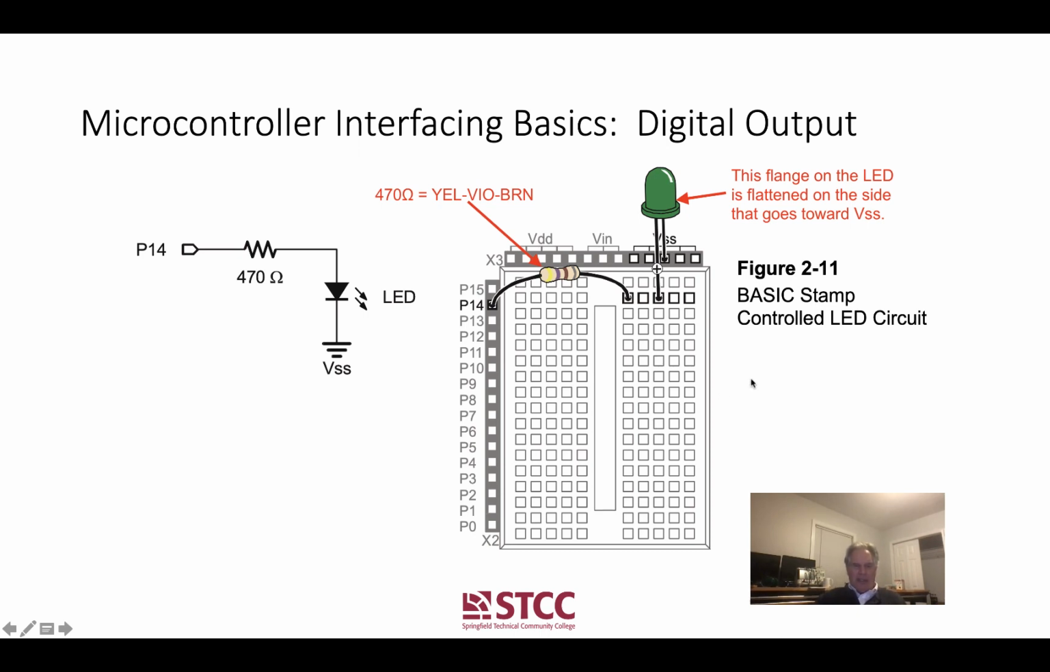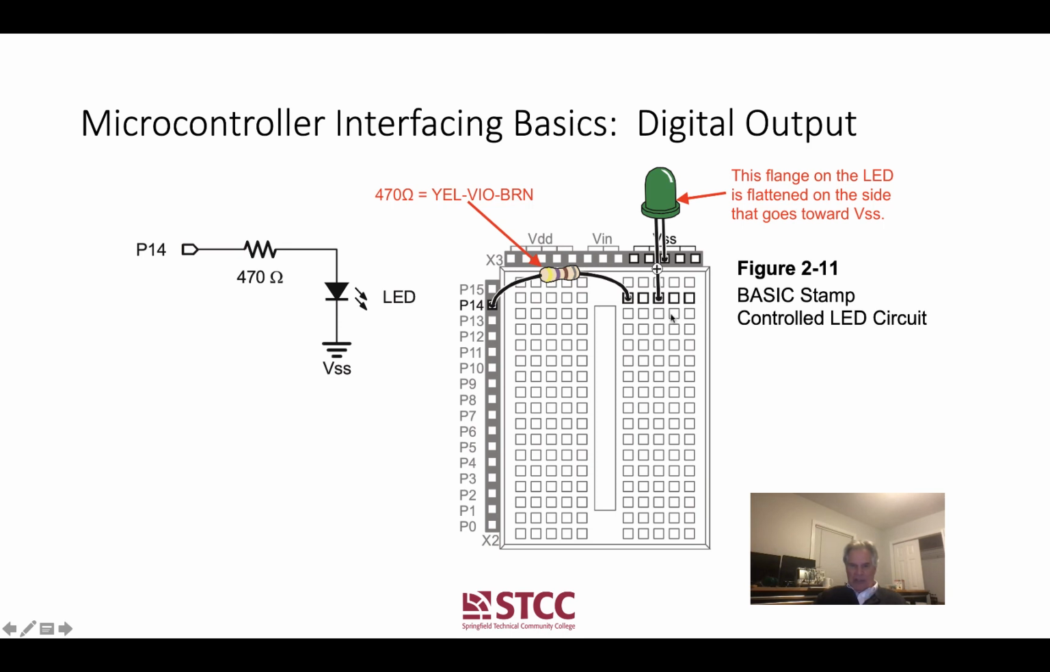Here's an example of a microcontroller circuit where they've plugged an LED and a resistor into the prototyping board, and that's what this figure describes. To the left, we have how it would be represented in a schematic. We have P14 connected to a resistor that's in series with a light emitting diode, or LED. The anode of the diode is connected to the resistor, and the cathode of the diode is connected to VSS, or ground. So if pin 14 is connected to 0 volts, no current will flow and the LED will not come on.